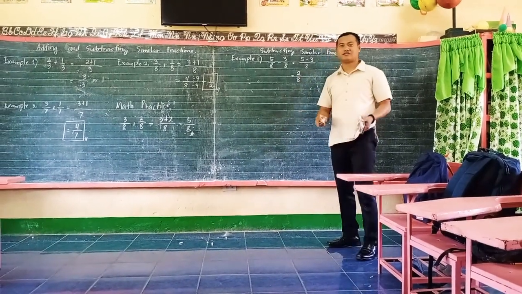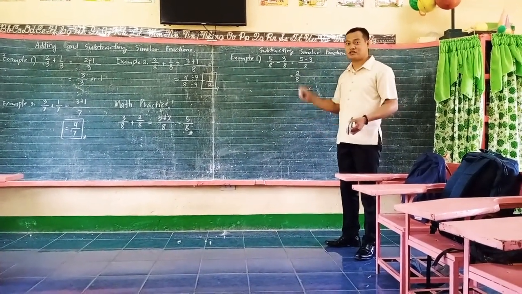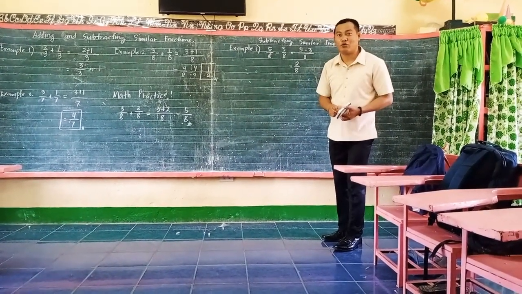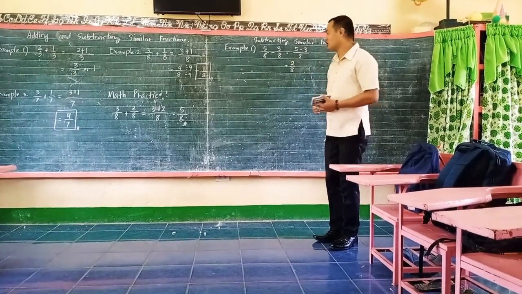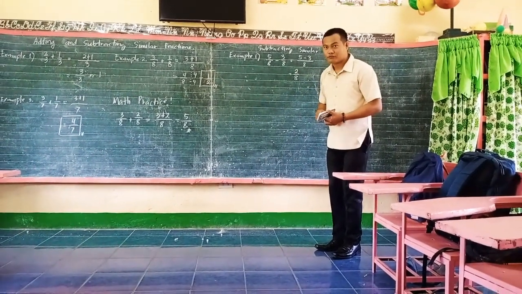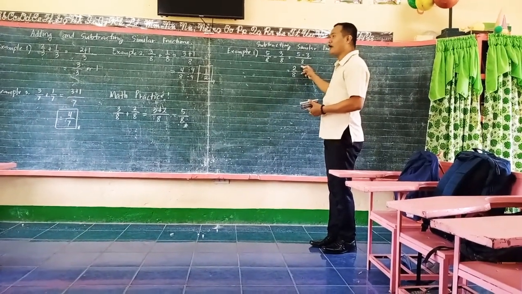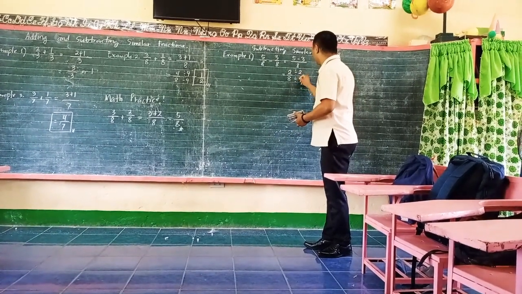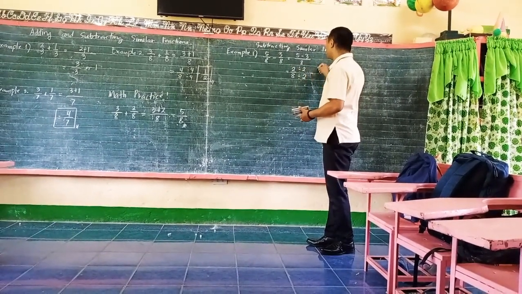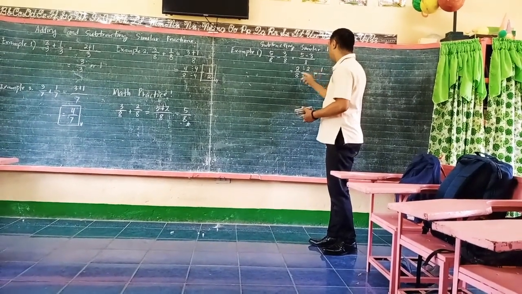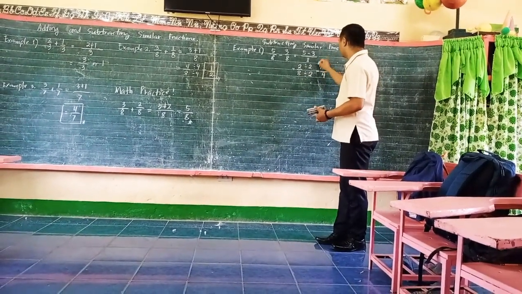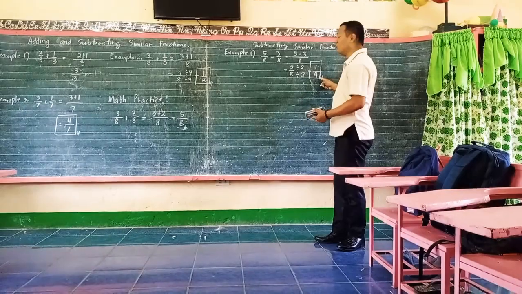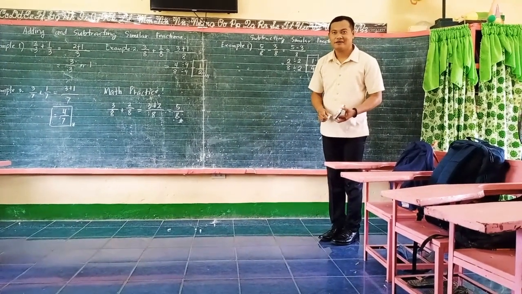Can we reduce this in lowest terms? Exactly. So what's the GCF of 2 and 8? Very good. So the GCF is 2. So we can divide the numerator and the denominator by 2. So that 2 divided by 2 is 1, and 8 divided by 2 is 4. So that 5 over 8 minus 3 over 8 is equal to 1/4. Can you follow? Very good.